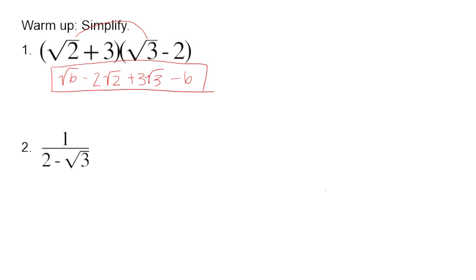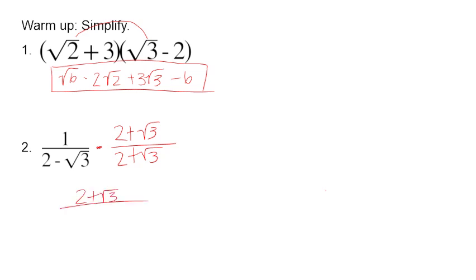For number 2, we have a radical in the denominator. So we need to multiply by the conjugate and multiply by 2 plus the square root of 3. This is a flashback to what we did in chapter A. So in the numerator, I'd have 1 times a 2 plus the square root of 3. So we just leave it like that.